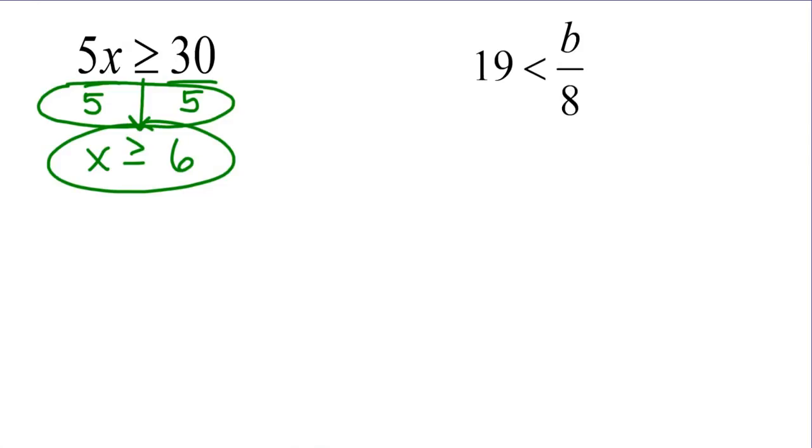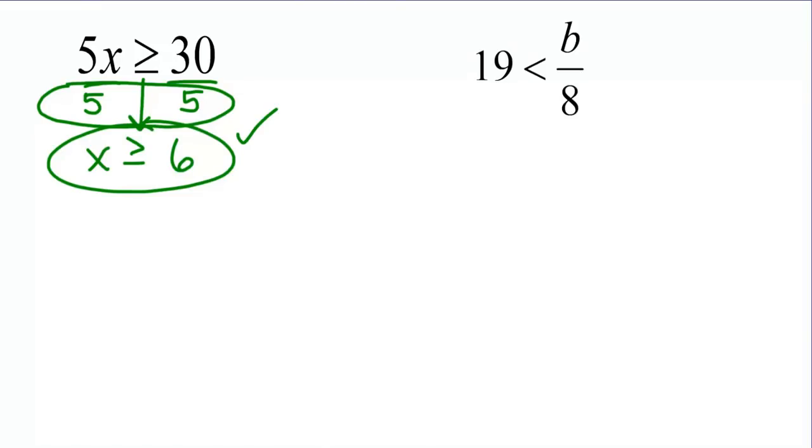So in case you are ever confused and you're not sure, pick a number that's greater than or equal to 6. Okay, 7. 5 times 7 is 35. 35 is greater than or equal to 30, so I know that that checks out, and I know that I did the right thing by not switching the inequality symbol.